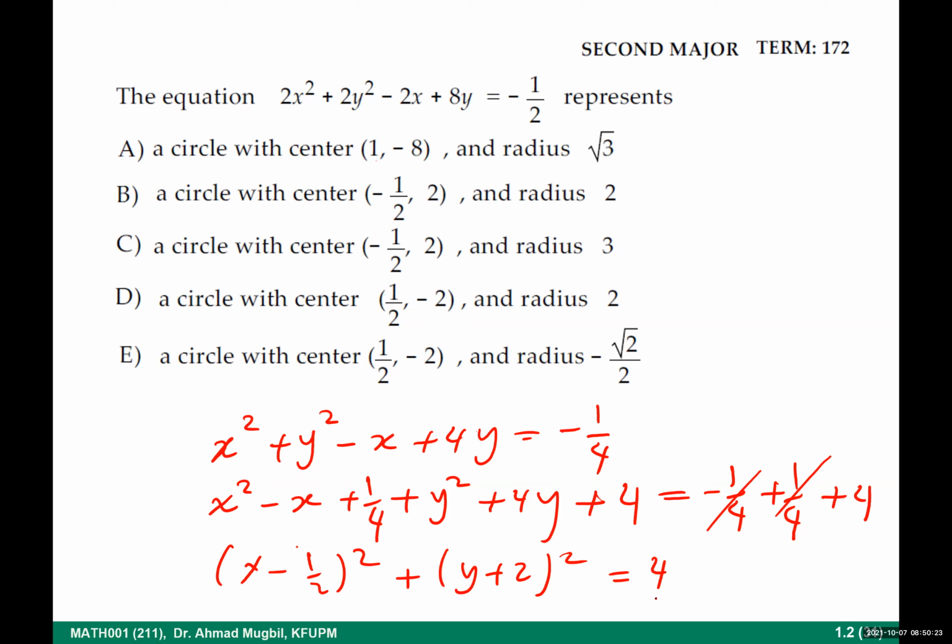Now, which answer is the right answer? What is the center? The answer is D. Be careful. The center is (a half, negative 2). A half and negative 2. Compare it with the standard form: 4.